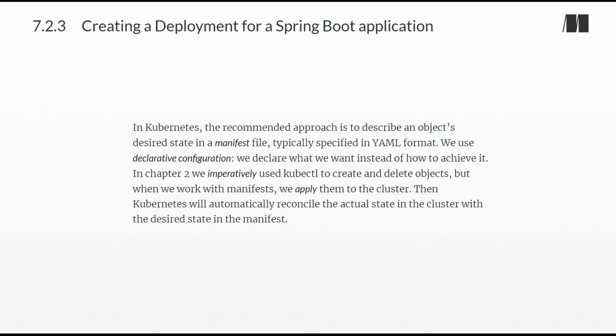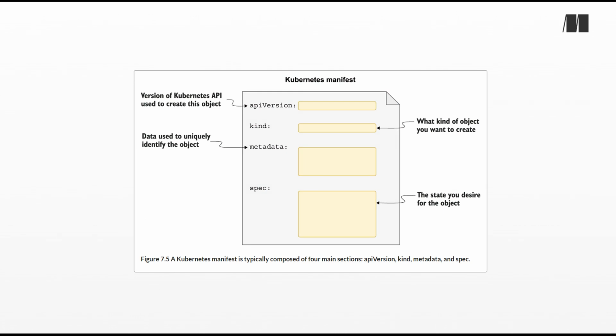In Chapter 2, we imperatively used kubectl to create and delete objects, but when we work with manifests, we apply them to the cluster. Then Kubernetes will automatically reconcile the actual state in the cluster with the desired state in the manifest. A Kubernetes manifest usually comprises 4 main sections, as shown in Figure 7.5.